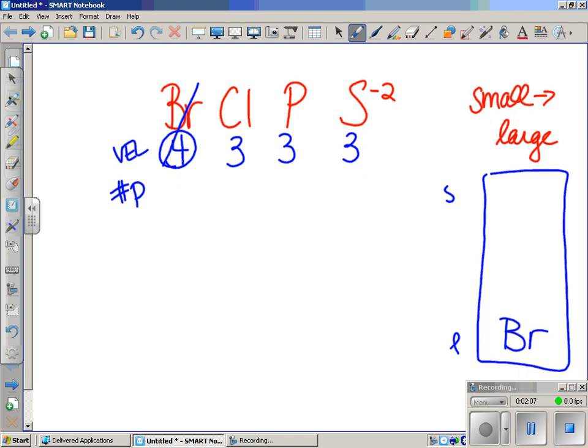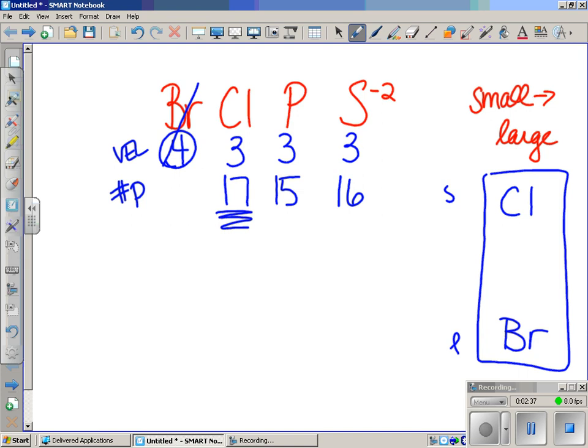So for chlorine, chlorine has 17 protons, phosphorus has 15 protons, and sulfur has 16 protons. So since they're all different, this is going to tell us what our answer is. We're not going to have to go on and use anything else. Number of protons in the nucleus. Remember, the more you have, the smaller the atom is. The more you have, the smaller the atom is. So this one is the one that has the most, chlorine. So he's going to be the smallest.